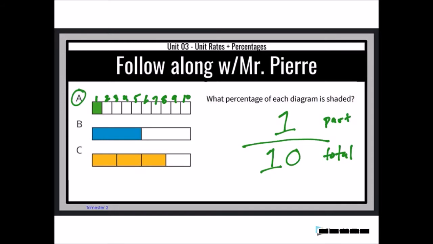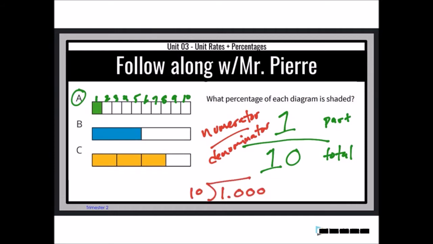And 1/10 as a decimal, if we look at our manipulative, we see that we're supposed to divide the numerator, being the top number, by the denominator, being the bottom number. And when we do so, what do we end up with? Well, we end up with 0.1, or 0.10, if you will, and if we multiply that times 100, it gives us 10%. So 1/10 is equal to 10%. So 10% of this diagram is shaded in.